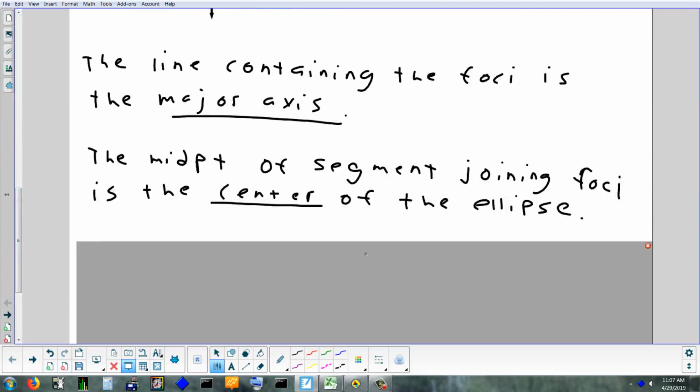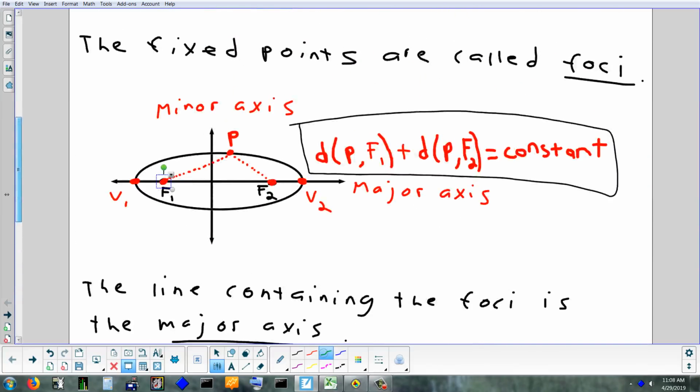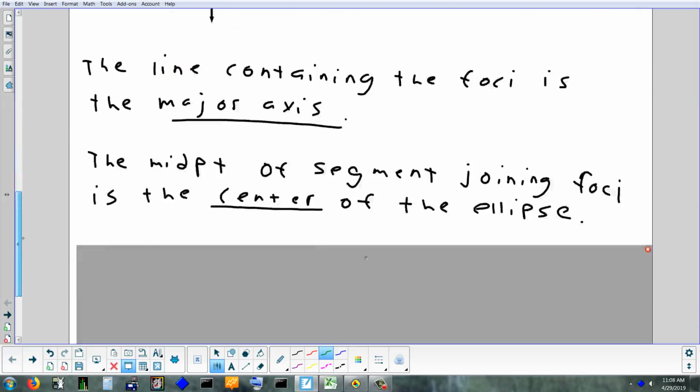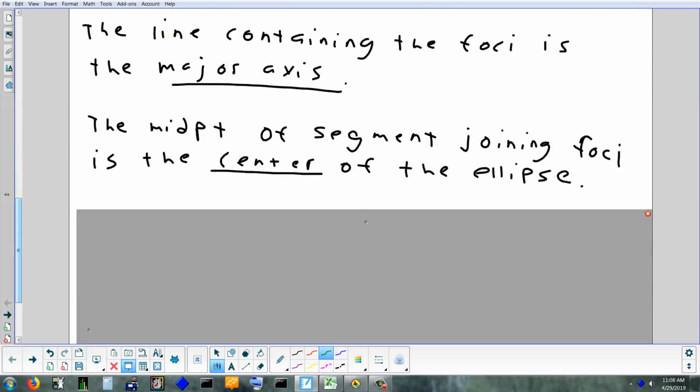All right, so if you find the midpoint of, let me try to draw this in a different color. Find the midpoint of that green segment. That's called the center. It's always halfway between the 2 foci. So the center is the midpoint of that segment that I just drew in green.